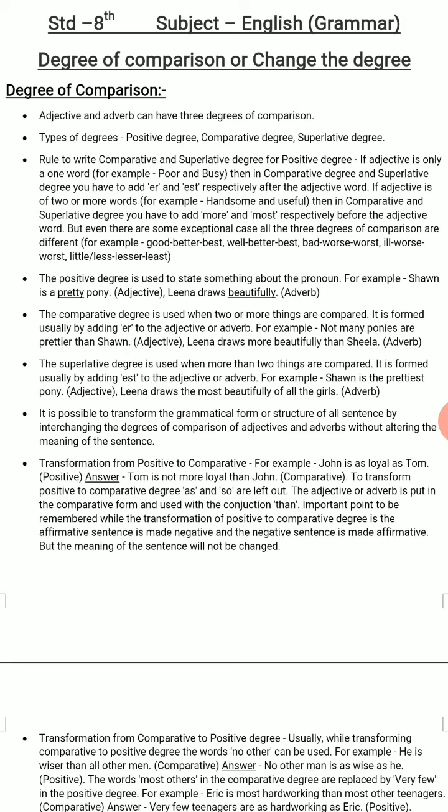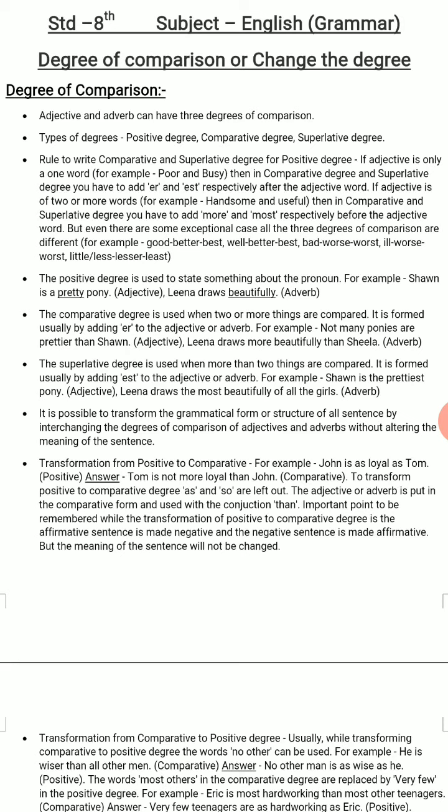But there are some exceptional cases where all the 3 degrees of comparison are different. For example, good, better, best; well, better, best; bad, worse, worst; ill, worse, worst; little, lesser, least; less, lesser, least.